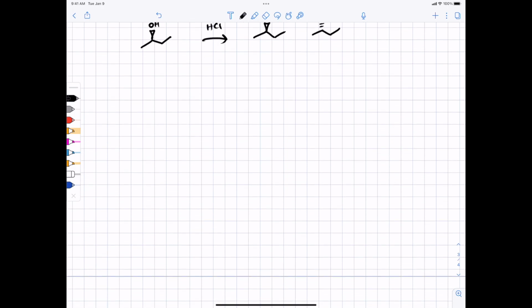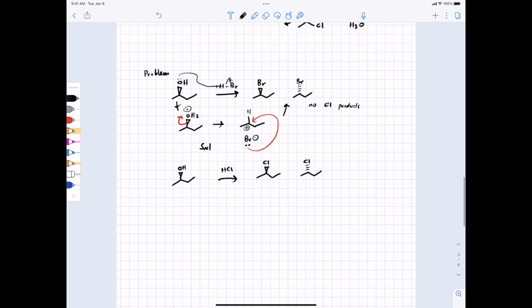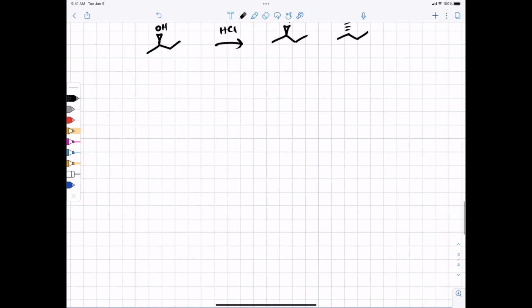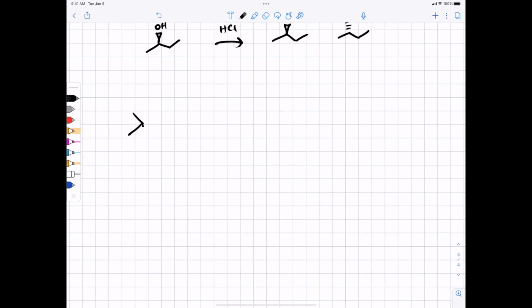So problem number 1 is carbocationic intermediate leads to loss of stereochemistry, meaning loss of optical activity, or you get both, it leads to racemization at that particular stereocenter. All right, a second problem is related to having a carbocationic intermediate.